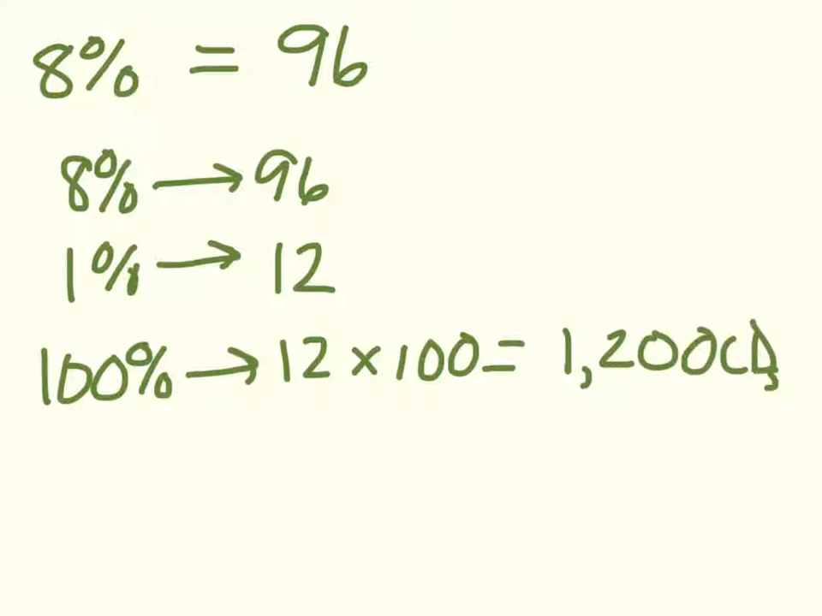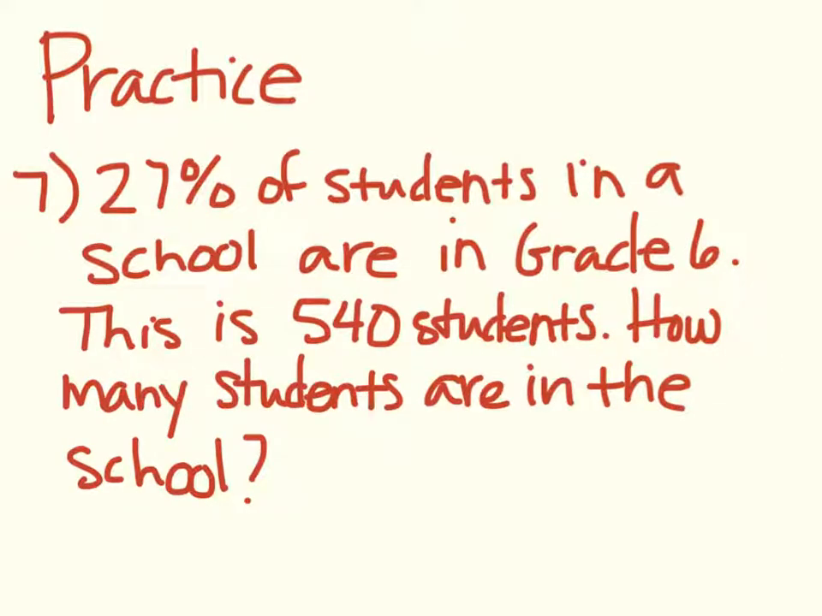Okay. Let's try some practice problems now. Let's finish up chapter 6.3 with 4 final practice problems. Here's the first of those. 27% of students in a school are in grade 6. This is 450 students. How many students are in the school? Press pause while you work, and when you're finished, come back for problem 8.